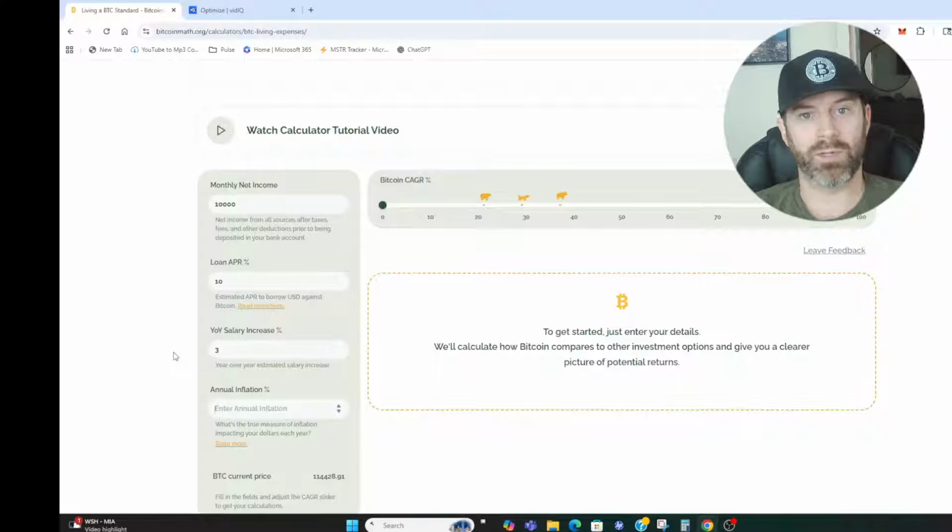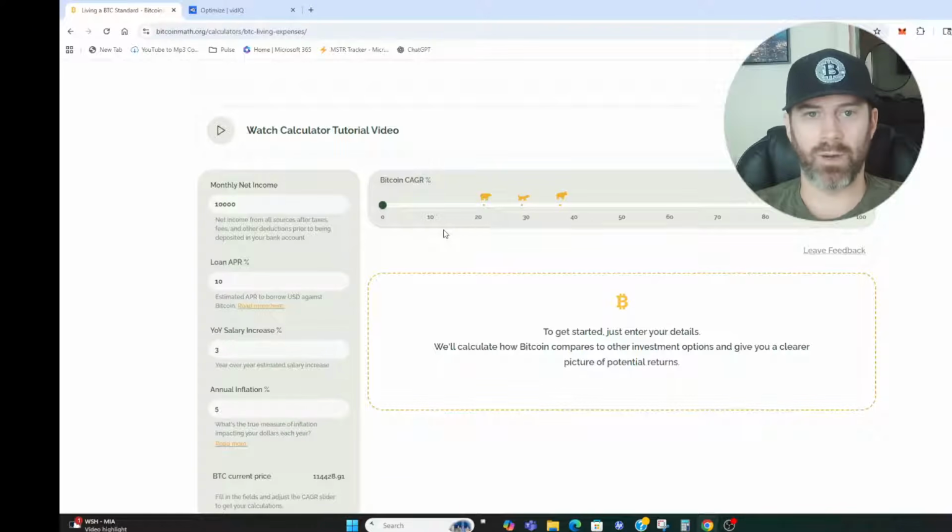Inflation, this is a big one, right? So what do you think the annual inflation rate is going to be every year on average for the next 20 years? If you go with the CPI or associated data from the BLS, you might have a lower estimate here. If you're a Bitcoiner and you look at M2 money supply growth and the debasement rates, well, you might have a higher number here. I'm going to go with a higher number and put in 5%.